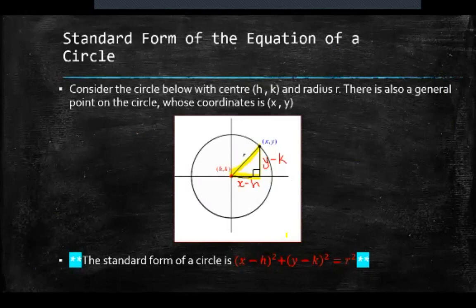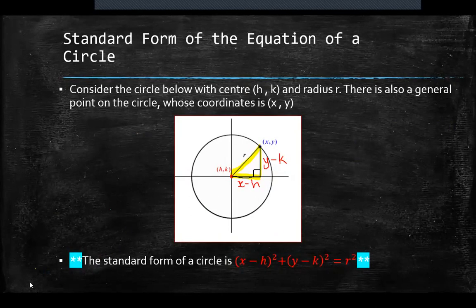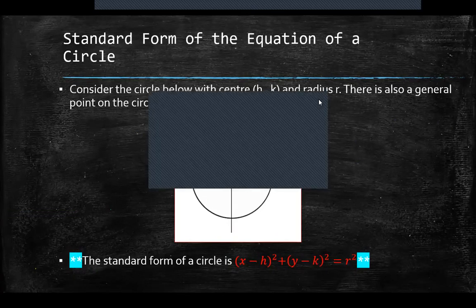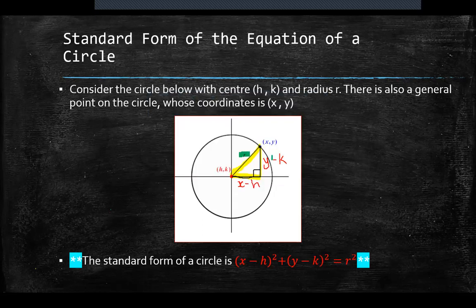Everybody seen that triangle, right? Yes, miss. And these are my three sides. So I have this. R is one side of the triangle. Y minus K is the other side. And then X minus H is the third side. Everybody seeing that? Yes, miss. All right.